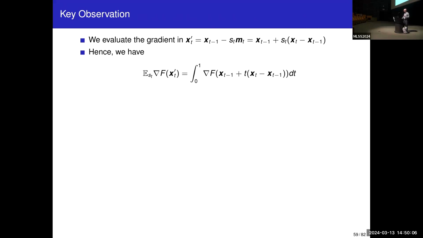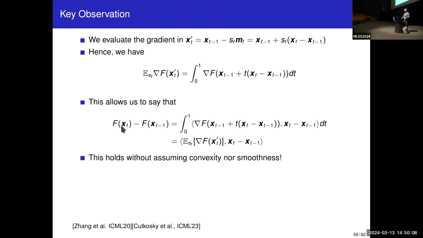Why is this useful? Because I assume that the functions are well behaved, so they satisfy the fundamental theorem of calculus. So this is true. Now look at this expression here. This expression is exactly this, which is equal to the expectation of the gradient at x_t prime. This is my link. I was looking for a link between function value and gradients. I have it.